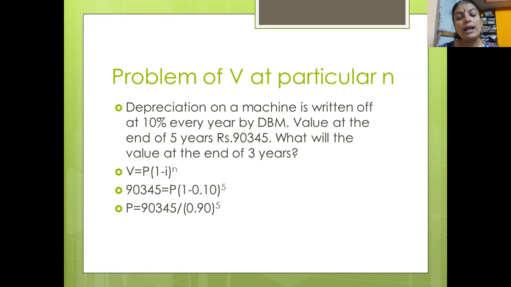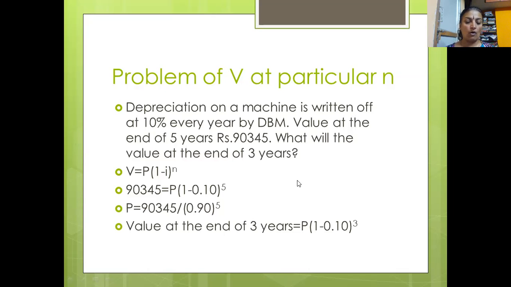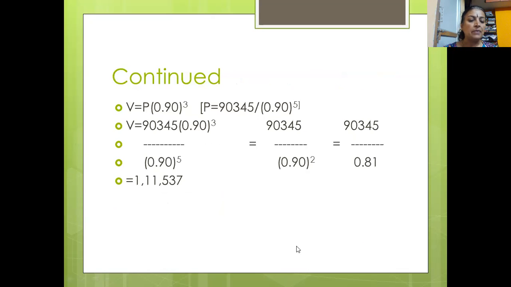Okay, let us keep it like that only, and let us go for the second half of the problem, that is, what will be the value at the end of 3 years. Here also we will get one equation for it. Value at the end of 3 years, that means V is equal to P(1 minus 0.10) raised to the power of 3, because N is 3 here. This is the second equation. That is V is equal to P times 0.90, because 1 minus 0.10 is nothing but 0.90. So 0.90 raised to the power of 3.